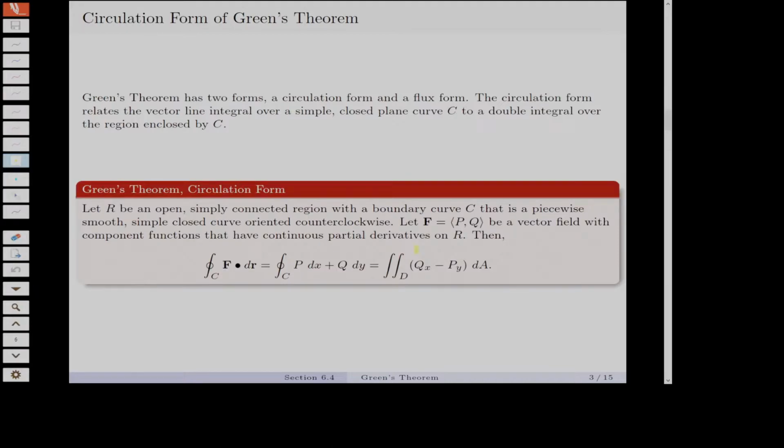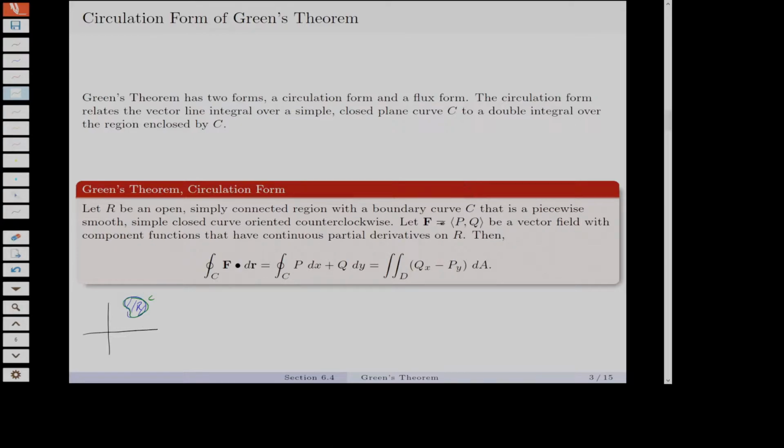So here's the theorem. We want to start with an open simply connected region. To give you an idea, we're starting with some region R that we're integrating over. Suppose that C is the outside edge of this region. So that's the curve C. We want it to trace the outside counterclockwise.